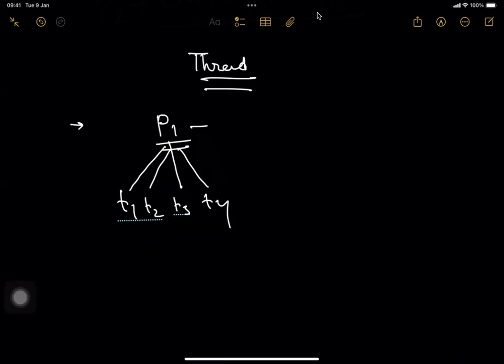Let us assume that if P1 is a bigger execution unit, then T1, T2, T3, T4 are smaller execution units. Clear to you all? A thread is the smallest unit of execution within a process. Clear, right? Any doubt for the thread definition? You can say a thread is a smaller execution unit of a process.